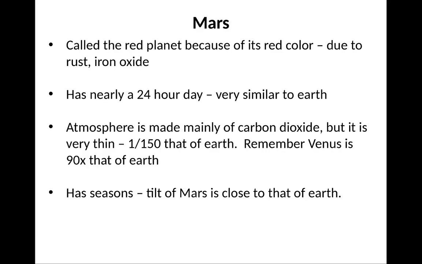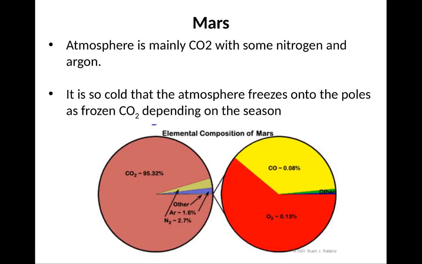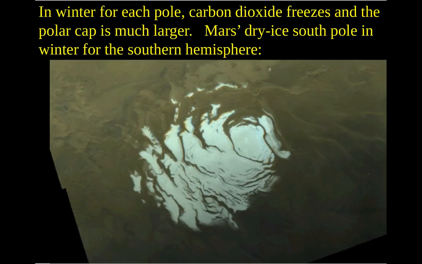The atmosphere is very thin. It's 1/150th of the Earth's, but it's mostly made of carbon dioxide. Also, the tilt of Mars is close to the Earth's, about 20 degrees, and as a result, Mars also has seasons. Right. The atmosphere of Mars is mainly carbon dioxide, CO2, with some nitrogen and argon. And it's so cold, the atmosphere actually freezes near the poles as frozen CO2, depending on the season. So in winter, over every pole, the carbon dioxide freezes and the polar cap is much larger. This is what I mean by seasons.